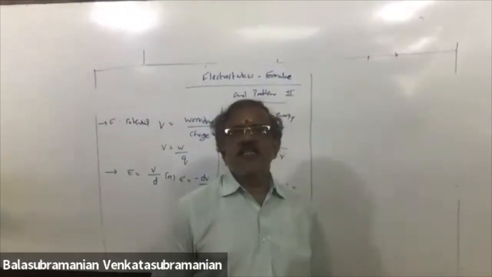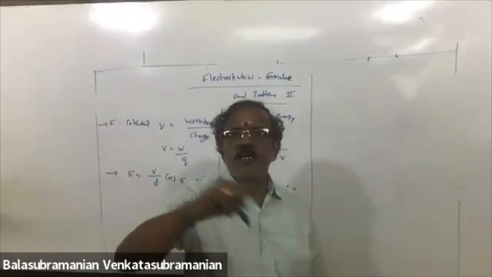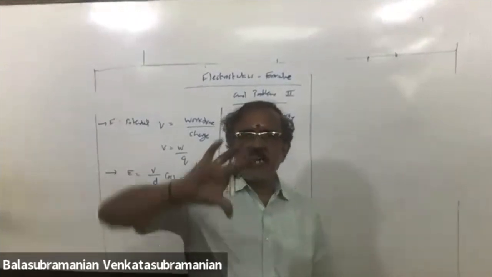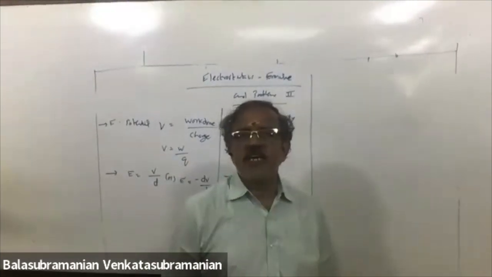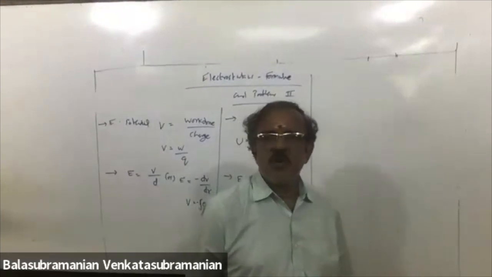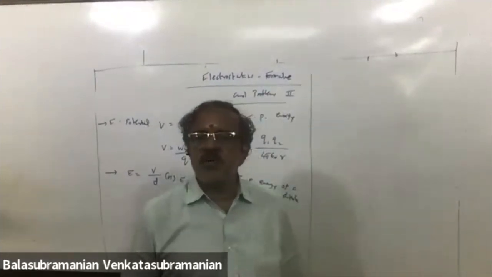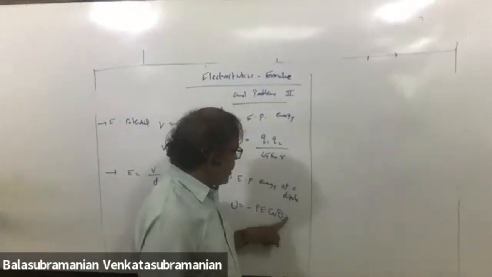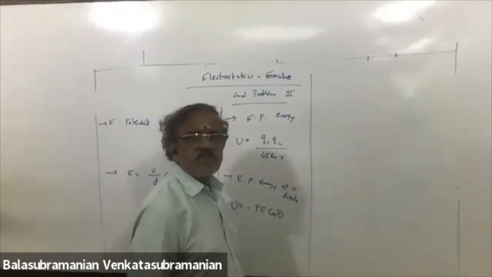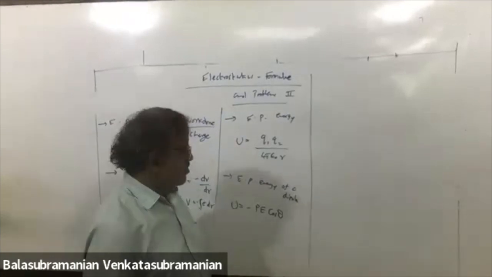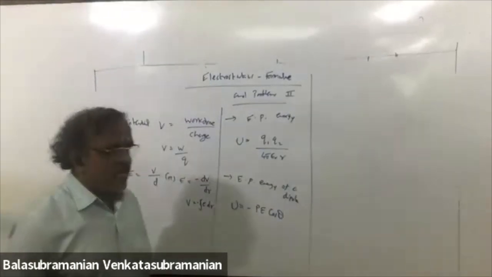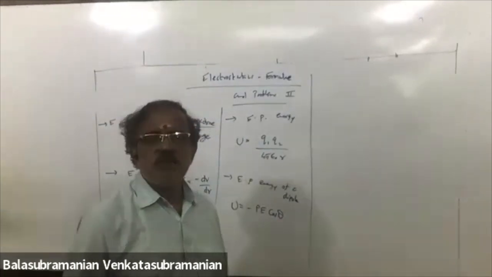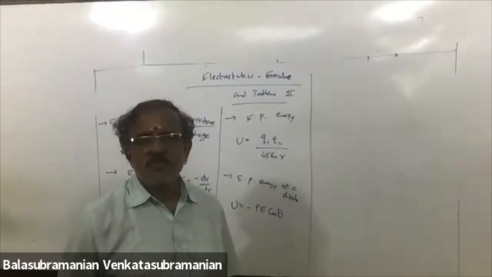You can integrate this equation from one point to another point. The dipole is rotating, theta 1 to theta 2, or 0 to pi by 2, 0 to 180, anything. Then in that case, for cos theta, you can put theta 1 to theta 2. Correct? So this is electric potential energy of a dipole.